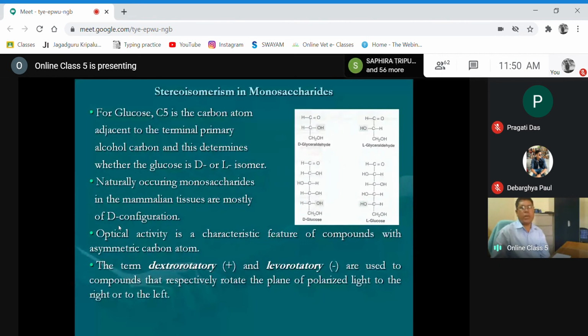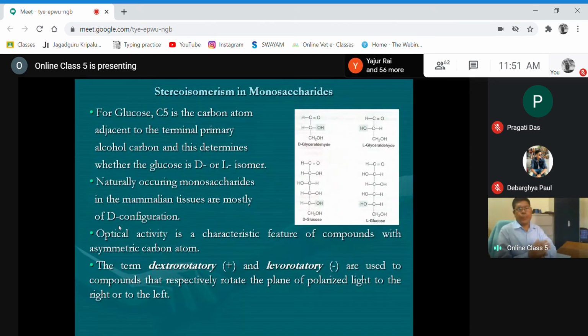Next, optical activity. It is a characteristic feature of compounds with an asymmetric carbon atom. If a compound contains an asymmetric carbon atom, then it is optically active, which means it can rotate plane polarized light. If plane polarized light is passed through the solution, it is either rotated to the right-hand side, that is in the clockwise direction, or rotated in the anti-clockwise direction.